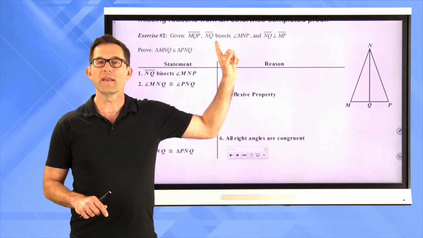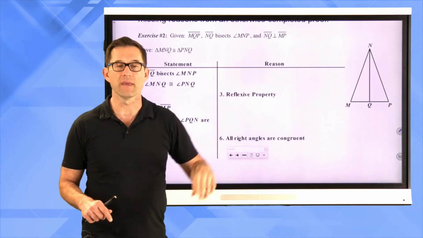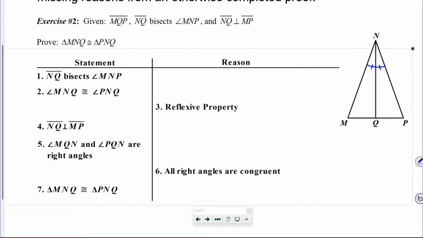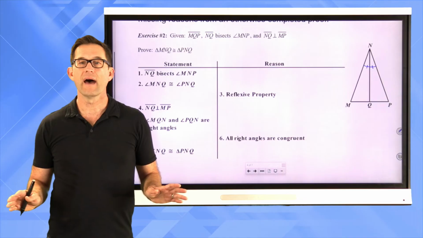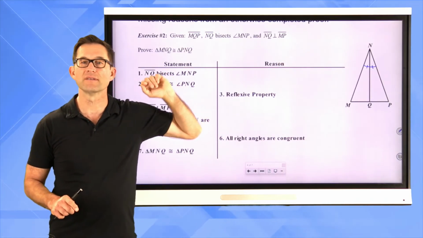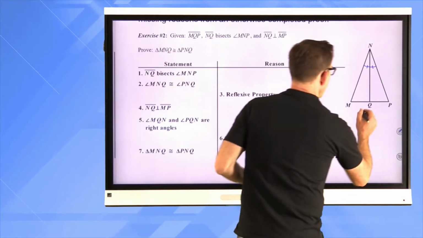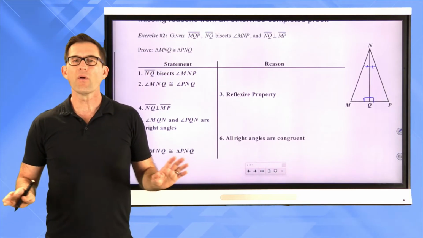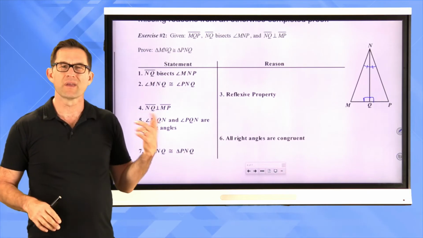Now, segment NQ bisects angle MNP. That tells us that this angle and this angle are congruent to each other, right? Those two angles at the top of the triangle are congruent. Excellent. Now, we also know that segment NQ is perpendicular to segment MP, all right? And that tells us that this angle is congruent to that angle.